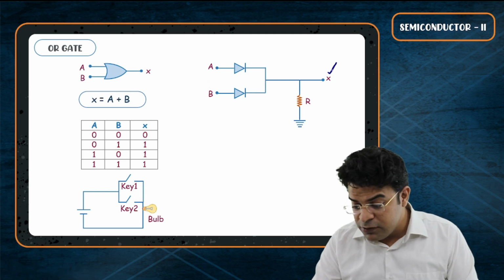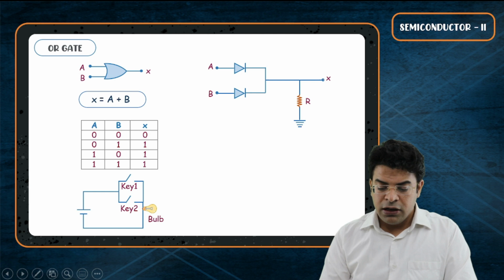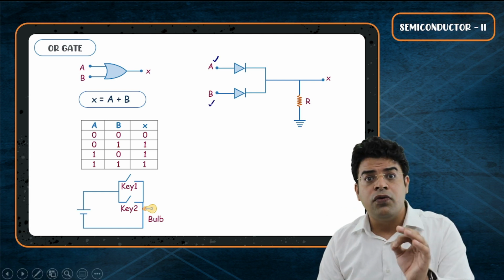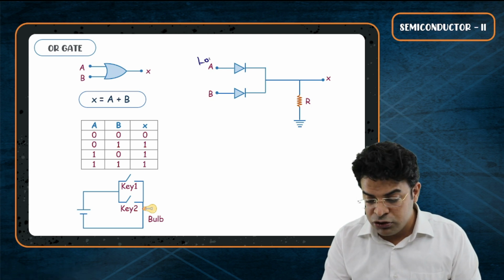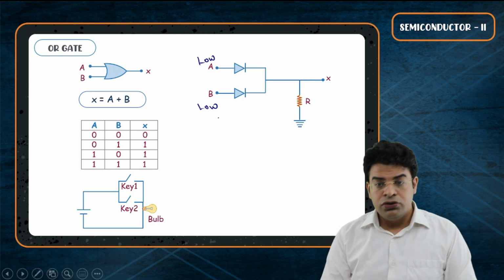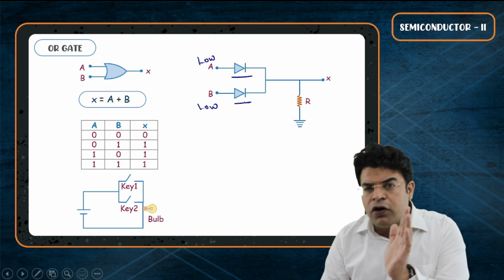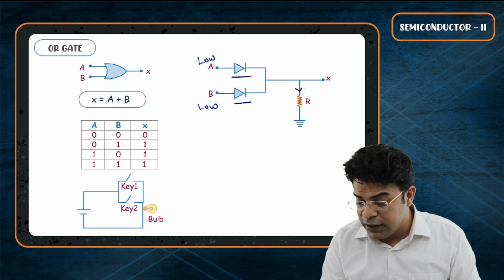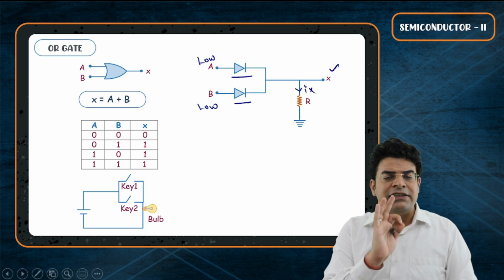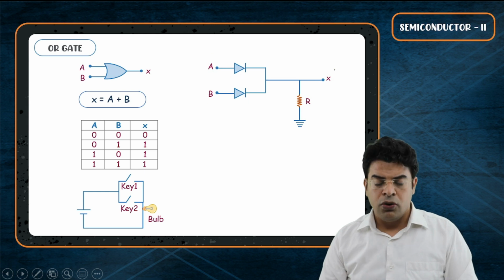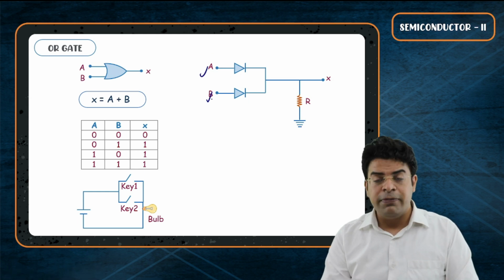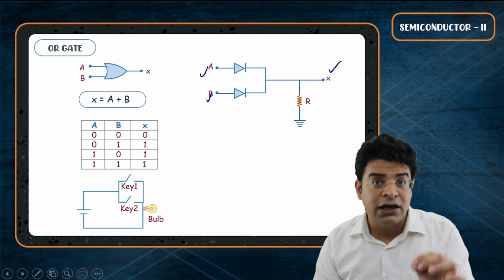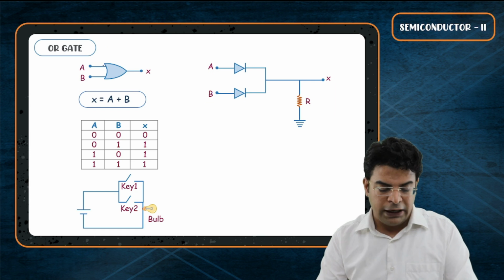This point X will be at low potential only when current does not flow through both of them. And for current not to flow through both of them, both should be at low potential so that these two PN junctions are not forward biased. And when they are not forward biased, current does not flow through them. So there is no current through this resistor, and this point X is not at high potential. So only when both of them are at low potential, this point X will be at low potential. This is the electronic circuit equivalent of an OR gate.